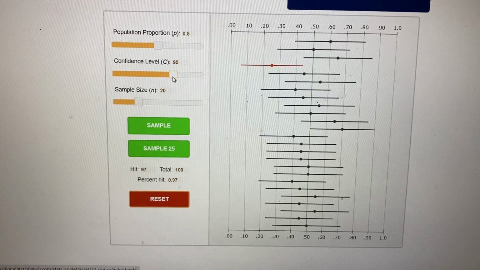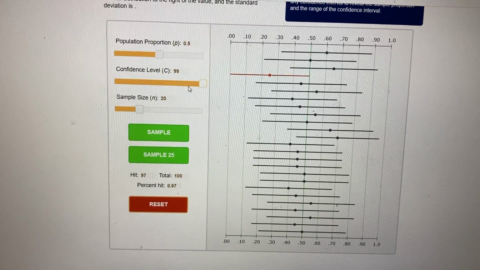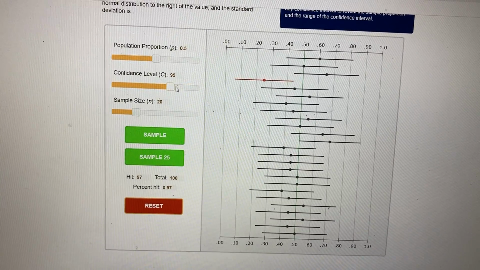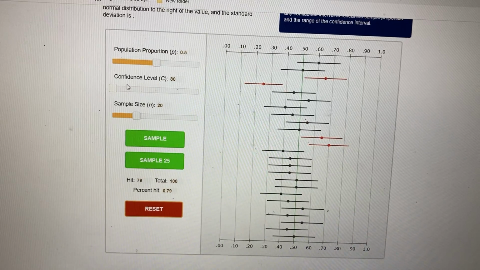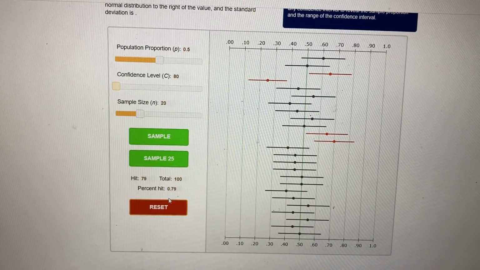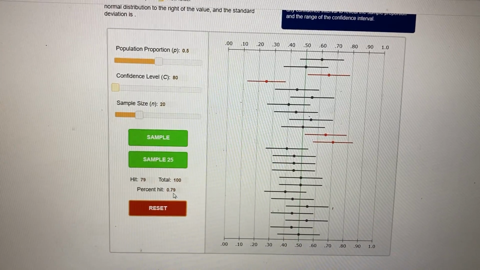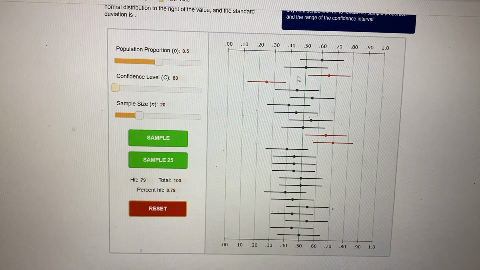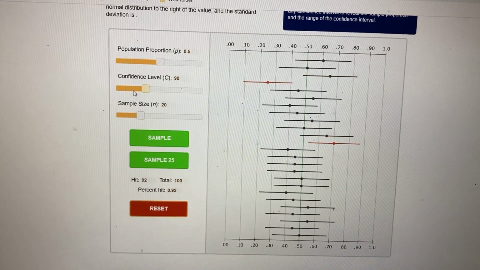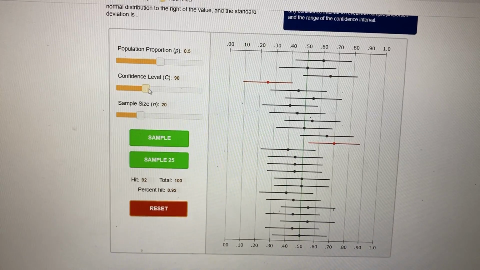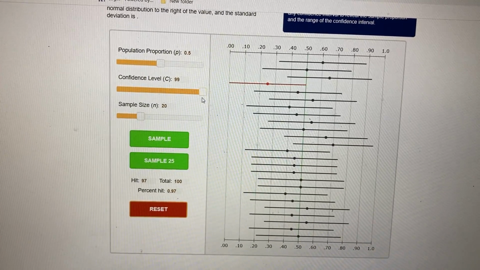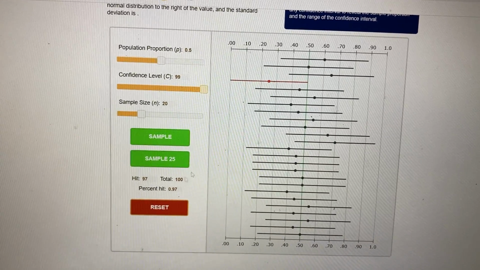As my confidence increases, that was bad. Let's start at 80%. At 80%, I'm at a 79% hit rate. You can see some of my samples did not hit. As I go up to 90%, I increase the hit rate. As I go to 95%, it increases, and then that one didn't change too much.